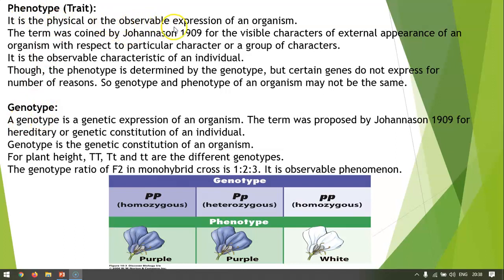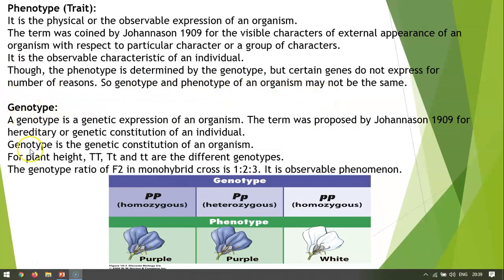Phenotype is the physical and observable expression of a character, and genotype is the genetic expression of a character. These terms were first coined by Johannsen in 1909 for the visible characters or the external appearance of an organism with respect to a particular character or a group of characters. It is the observable characteristics in an individual. Though the phenotype is determined by the genotype, certain genes do not express for a number of reasons. So the genotype and phenotype of an organism may not be the same.